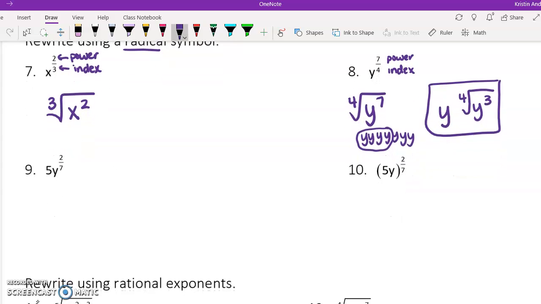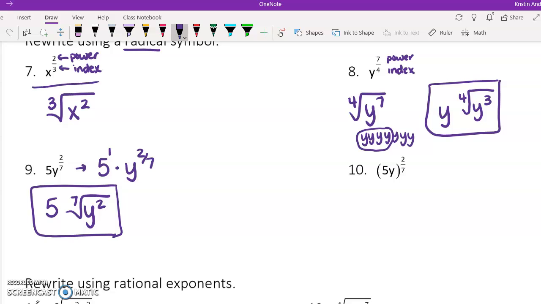On something like number 9, a lot of people will think that this 5 is included. That's why we also wrote number 10. You can see these are similar, but one has parentheses around the whole thing and the other does not. So on number 9, this really means 5 times y to the 2/7. The only thing being raised to the 2/7 power is the y. The 5 is just by itself, like a 5 to the 1st. So I would rewrite this one as 5 and then the 7th root of y squared. Do I have enough inside to take one out? No, I would need 7 or more to take out a y, and I don't have that. So this is done. I forgot to put a box around that one.